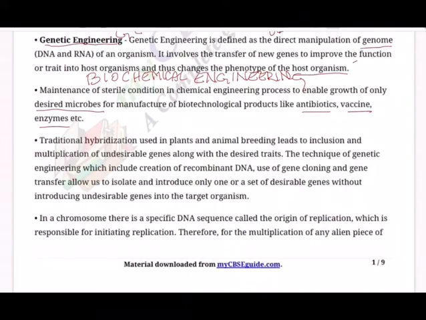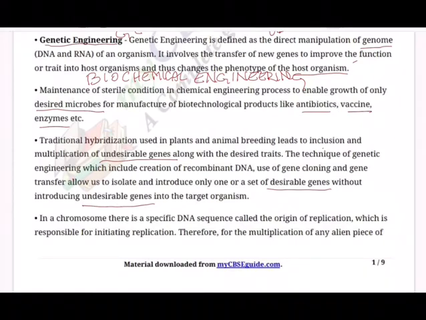And traditional hybridization used in plant and animal breeding leads to inclusion and multiplication of undesirable genes, that we don't want, along with the desired traits. The technique of genetic engineering, which includes creation of rDNA, use of gene cloning and gene transfer, allows us to isolate and introduce only one or a set of desirable genes without introducing undesirable genes into our target organism.